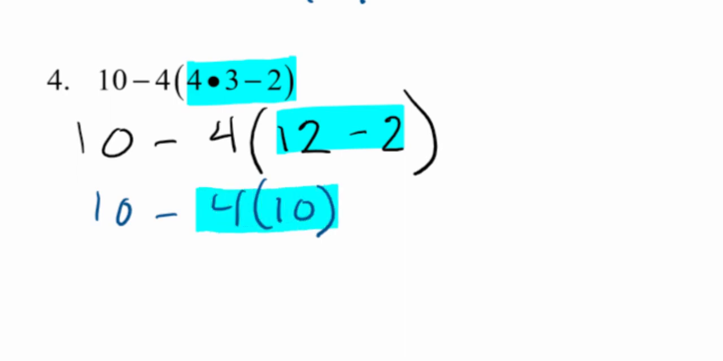So the multiplication is here with the 4 that's touching that 10 on the left-hand side there, touching that parentheses. So you're going to go ahead and multiply 4 times 10. So we have 10 minus 40. And now we're going to finish the problem by subtracting 10 minus 40, which gives us a negative 30. So again, we did our parentheses first, and within our parentheses, we did multiplication, then subtraction. Then we did our multiplication of the 4 times the 10, and finally our subtraction.